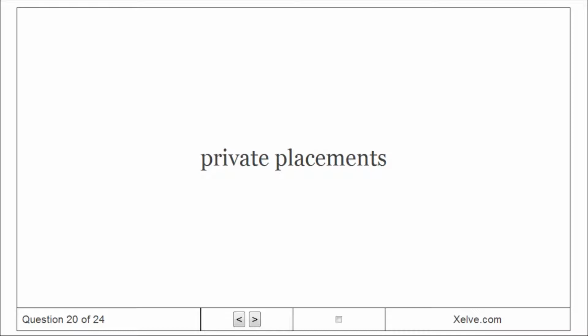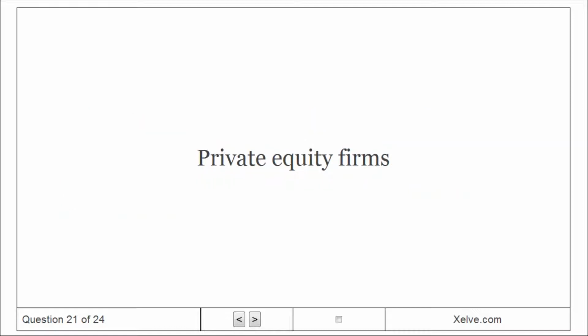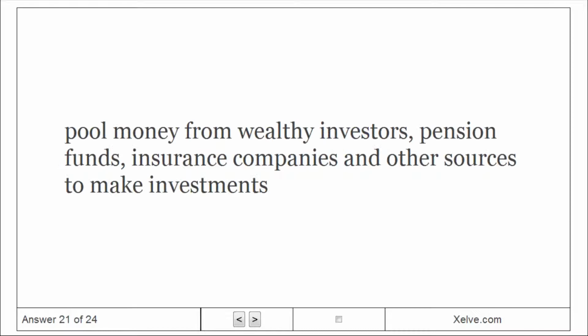Private placements: when a firm sells unregistered securities directly to investors such as insurance companies, commercial banks, or wealthy individuals. Private equity firms: pool money from wealthy investors, pension funds, insurance companies, and other sources to make investments.